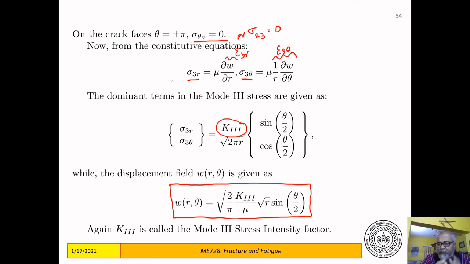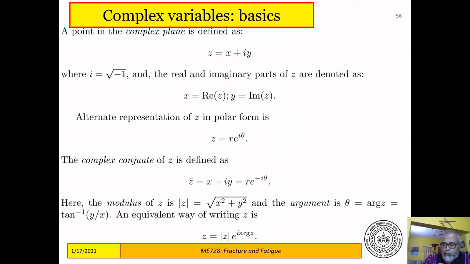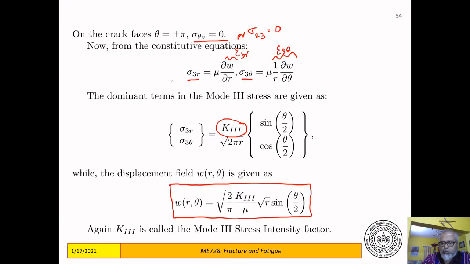So the effect of everything else, loading and geometry, is clubbed into one single parameter. That's the beauty of this solution. Now what we need to do is find out how to determine these single parameters. But before that, we would try to see how this single parameter can help us in fracture based design. We'll do that in the next class.